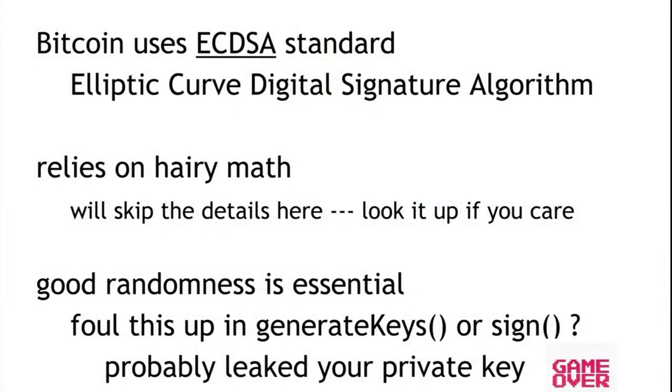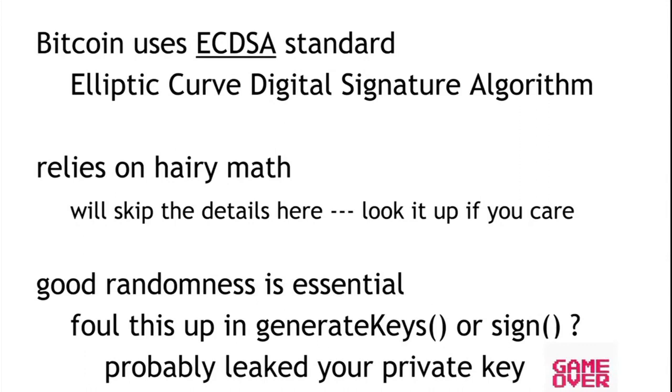Bitcoin uses a particular digital signature scheme that's called ECDSA. That's the elliptic curve digital signature algorithm, and it's a US government standard. We won't go into all the details of how ECDSA works. It relies on some extremely hairy math, and trust me, you don't want to see all the details of how that works. You can look it up if you're interested.